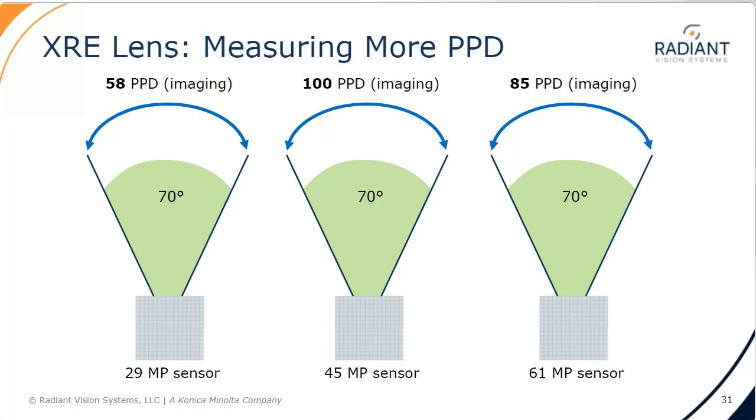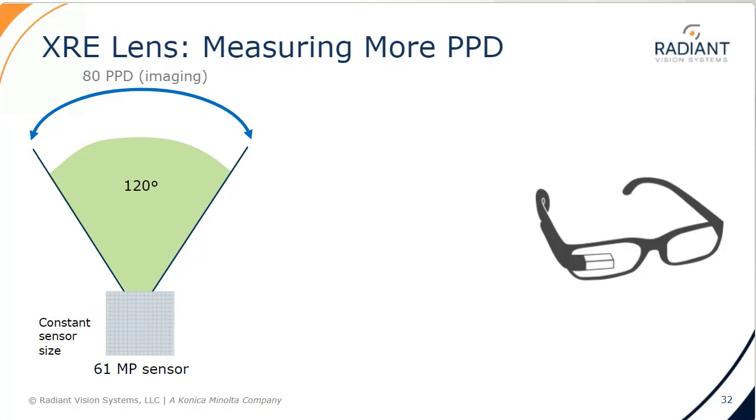The XRE lens isn't Radiant's only display test solution. We have a 120-degree field of view in our original ARVR lens, which was a fixed focus lens that was manually adjustable. Pairing this lens with a 61 megapixel imager, by virtue of the sensor specification, we can achieve 80 sensor pixels per degree across the field of view.